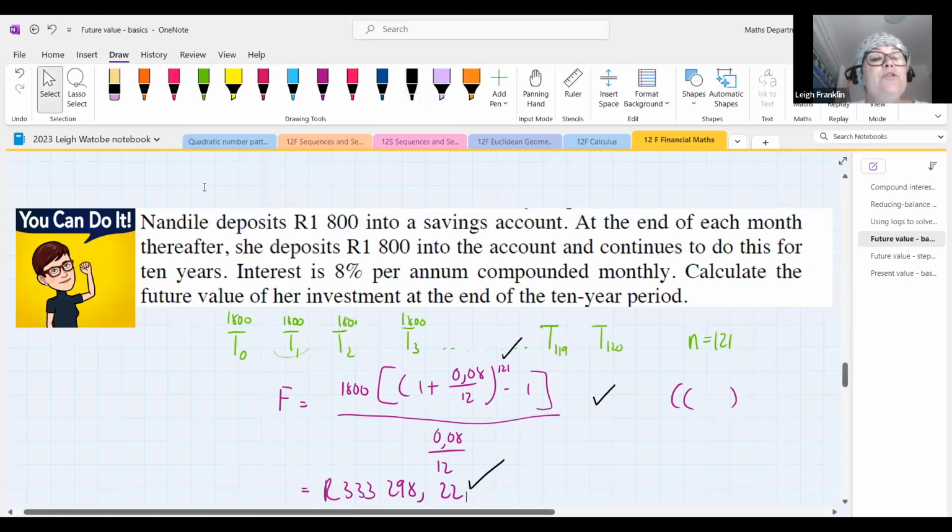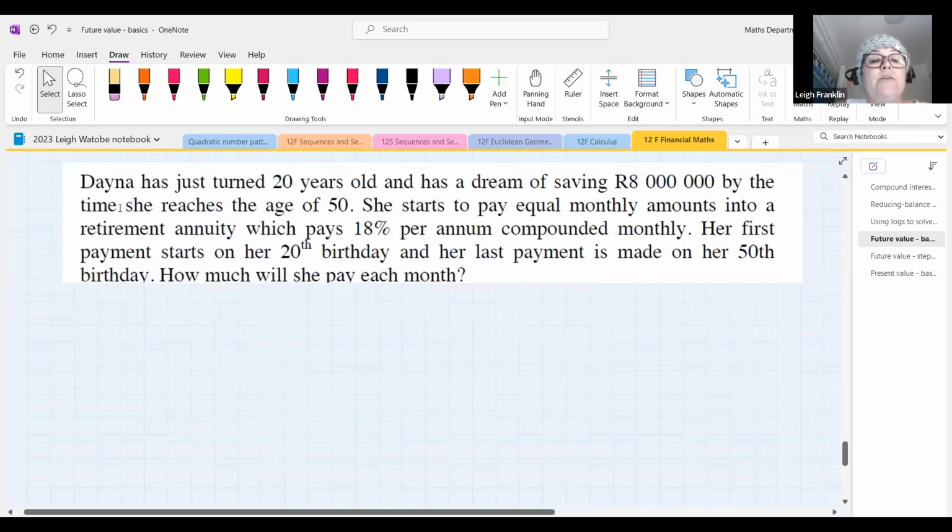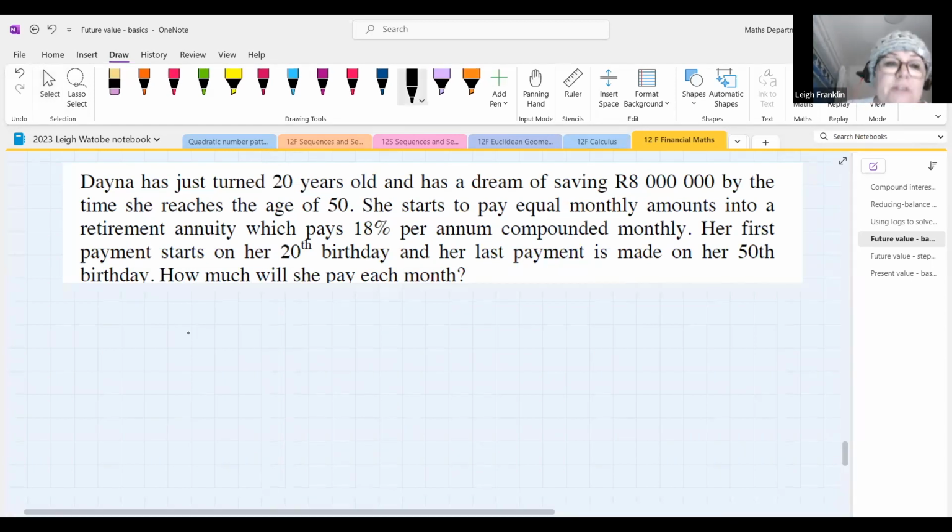Okay, let's just do something else before we run out of time. Yes, this is it. Okay. So again, there's so much for us to read here. It's a little bit different to everything else that we've done. Dana's just turned 20 and has a dream of saving 8 million rand by the time she gets to 50. So she's just turned 20. By the time she's 50, she wants to save 8 million.